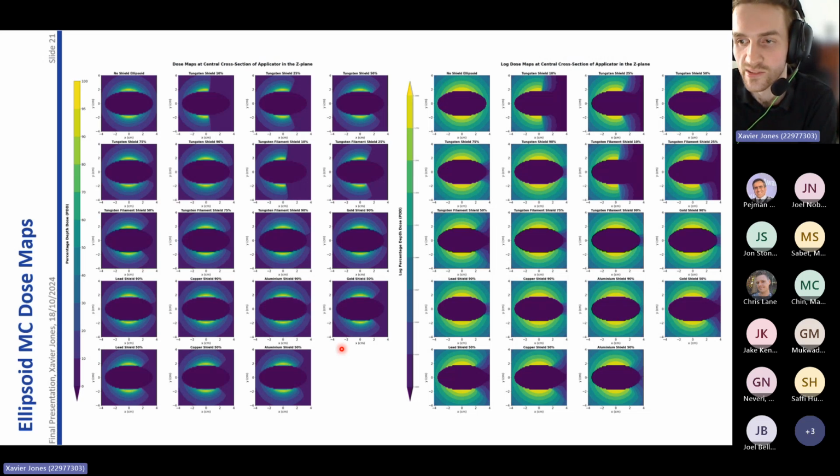Here are the ellipsoid dose maps from the Monte Carlo sims. Firstly, visually, the unshielded ellipsoid resembles the unshielded spherical, apart from the added regions of no dose, where the applicator exists. The ellipsoid applicator can hence provide a dose dampening effect to specific regions, like here, whilst also providing relatively high dose to other regions here.